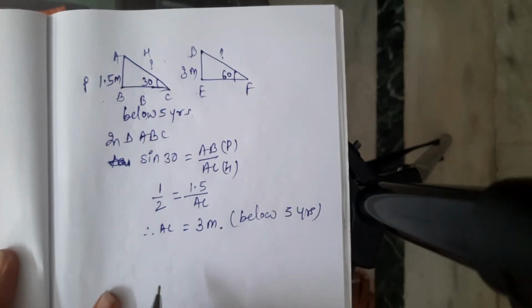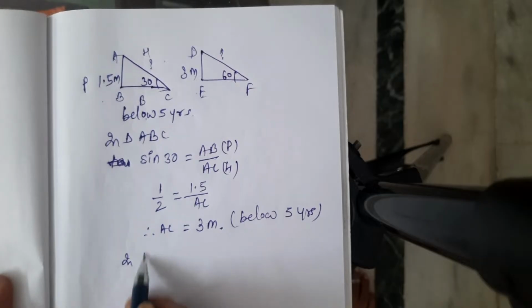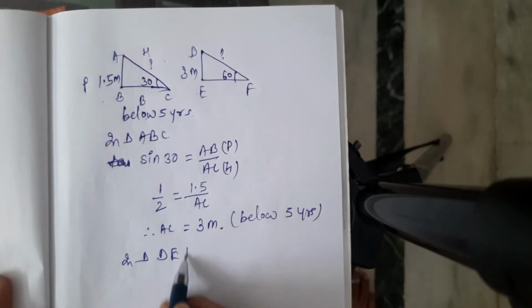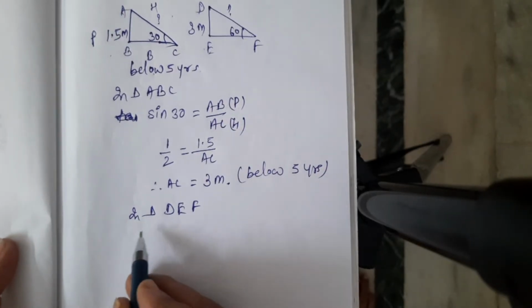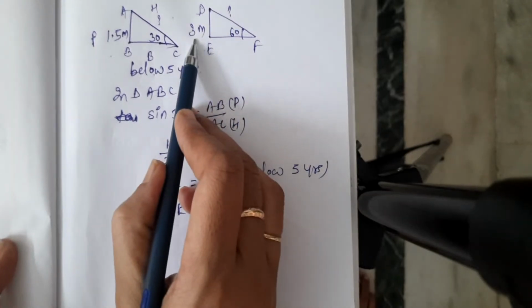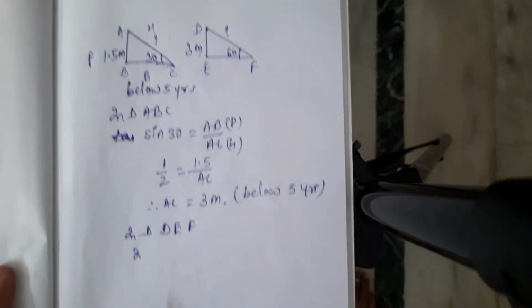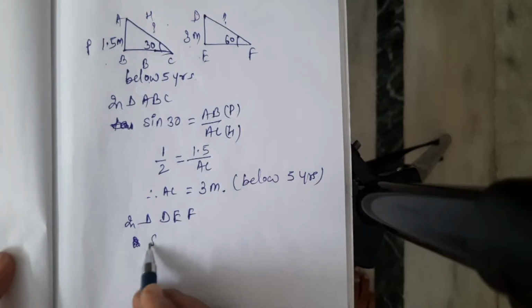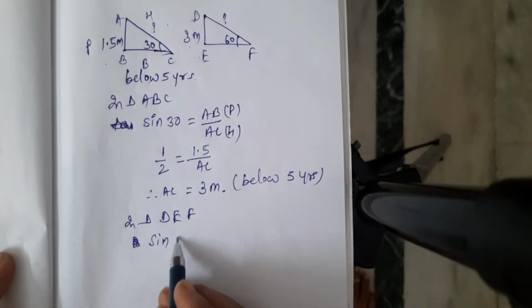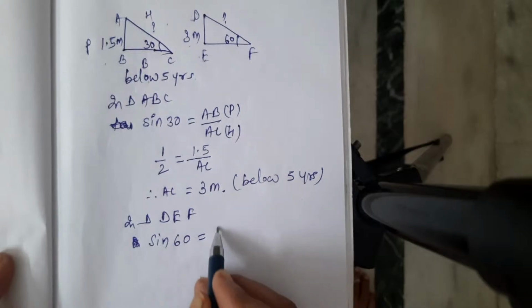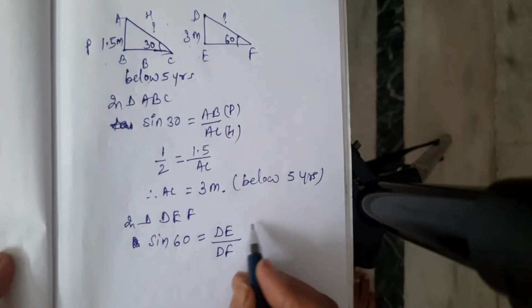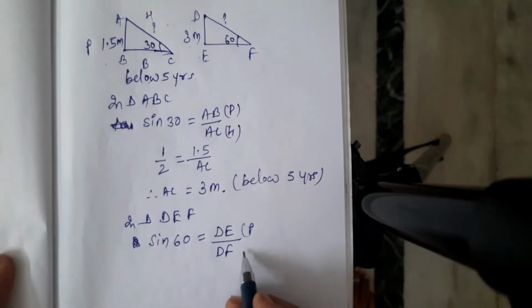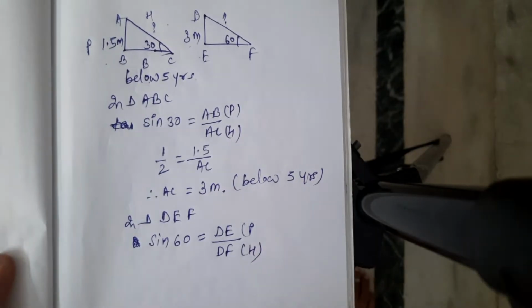Now for the next part, that is in triangle DEF. For the second triangle, we are in relationship with, again, perpendicular and hypotenuse only. We need to move out with sine. Sine, this time theta is 60. Sine 60 is DE upon EF. What is DE here? It's perpendicular. EF is hypotenuse.